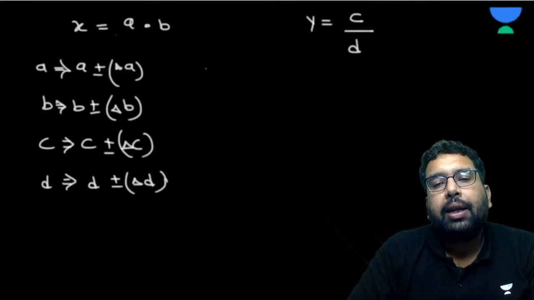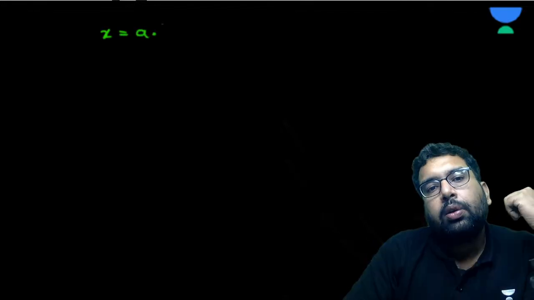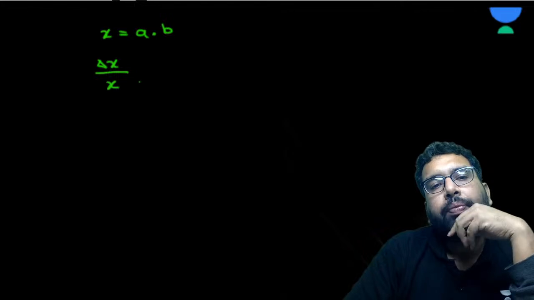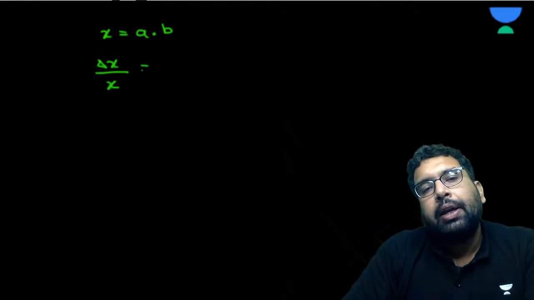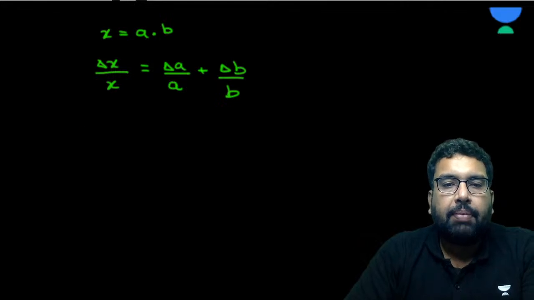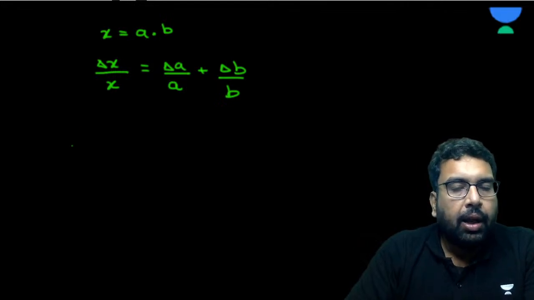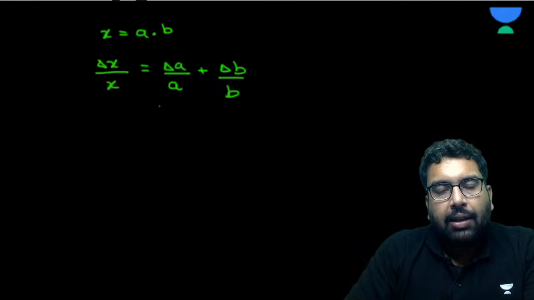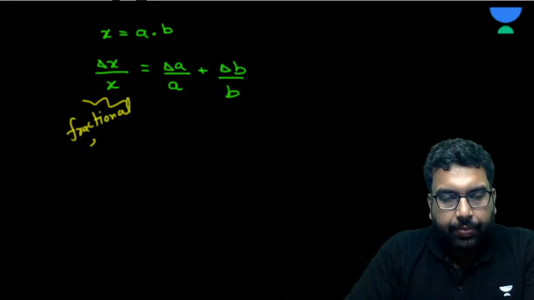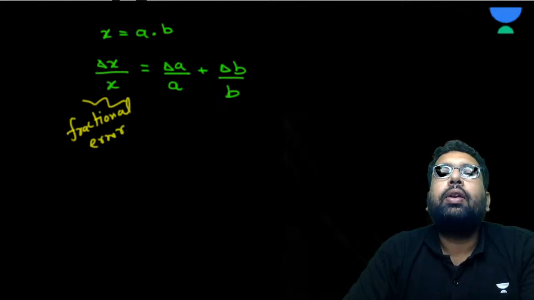So X is equal to A into B. See how you are going to write it. Very simple. We are going to use the rule of fraction. So delta X by X equals delta A by A plus delta B by B. Very, very simple, isn't it? This is what we know as the fractional error. So this is the fractional error in X.